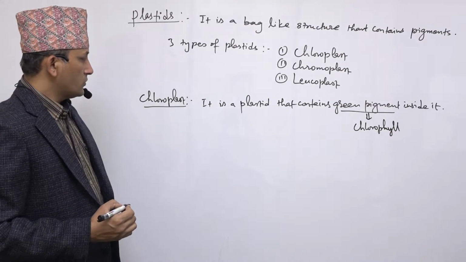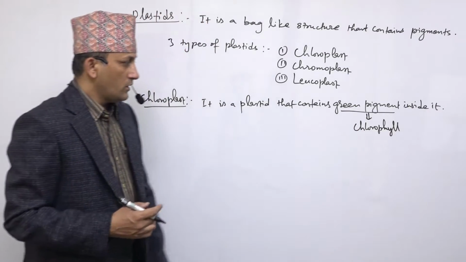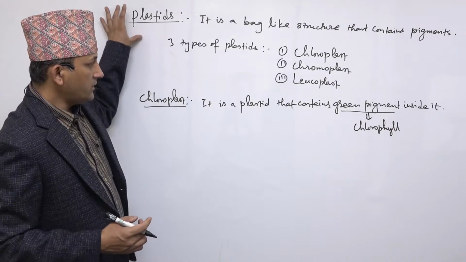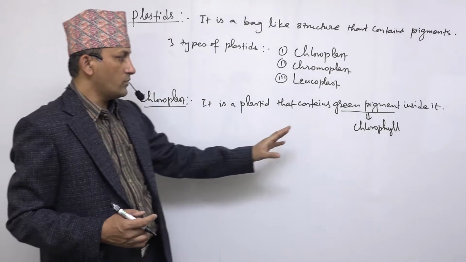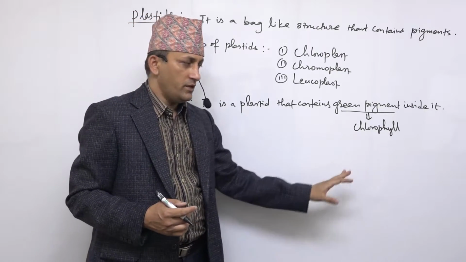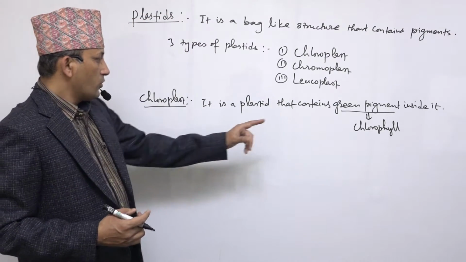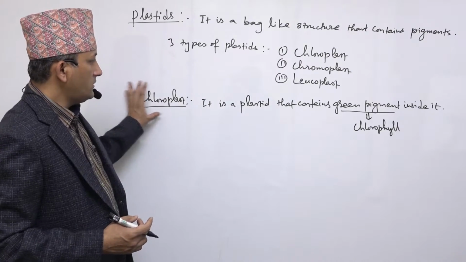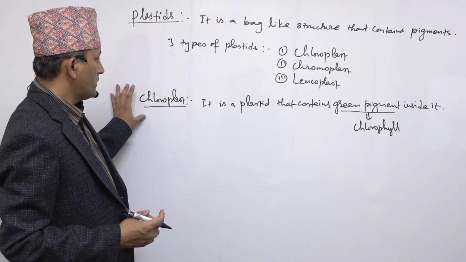Chlorophyll. So what is chloroplast and what is chlorophyll? There is a slight difference, and we should not get confused about this. Chloroplast is a plastid, a bag-like structure, and the pigment inside this chloroplast is called chlorophyll. Chlorophyll as a pigment is not a type of plastid, and this chlorophyll is found inside this bag known as chloroplast. So it is a plastid that contains chlorophyll inside it. This is known as chloroplast.